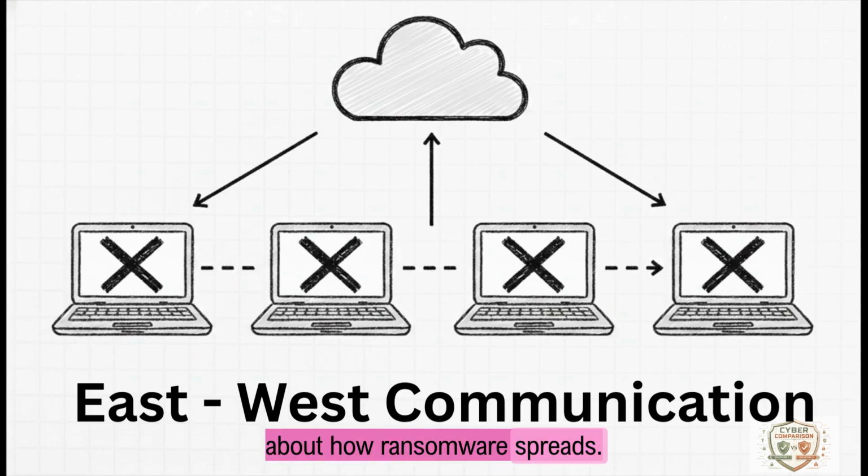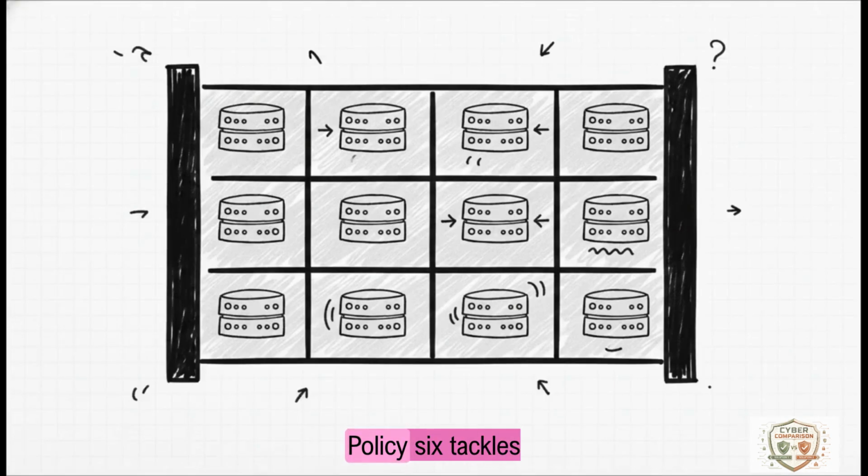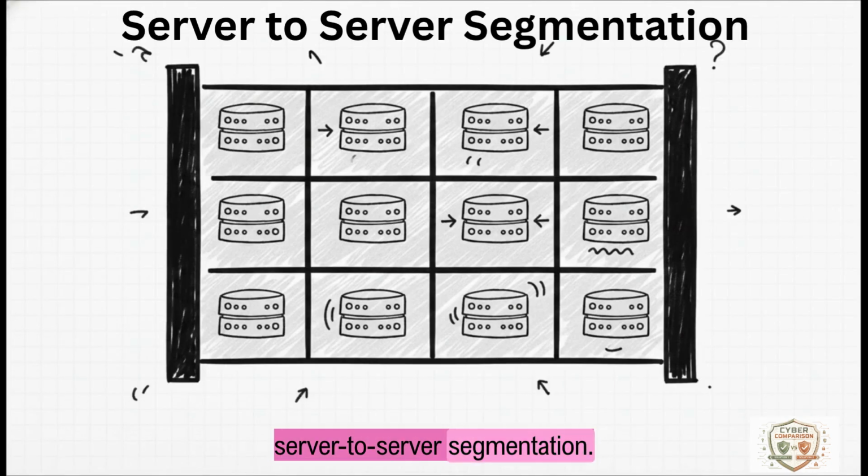Think about how ransomware spreads. A single compromised laptop can rapidly infect hundreds of peer endpoints horizontally. But if you think about it, standard employee laptops rarely, if ever, need to talk directly to each other. By blocking this unnecessary peer-to-peer chatter, you stop attackers dead in their tracks, and everyday users won't even notice a difference. Policy 6 tackles server-to-server segmentation.